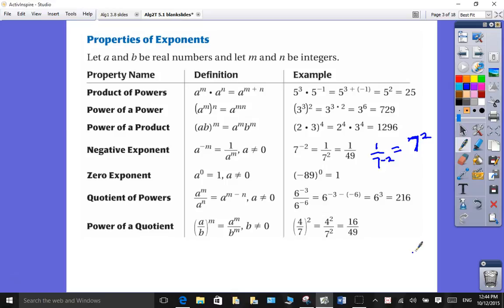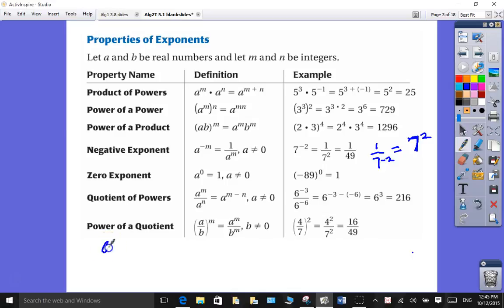And that leaves the last one, which is a to the 0 equals 1, where a does not equal 0. Basically, anything raised to the 0 power equals 1. And we can make sense of that if we think of the quotient of powers.